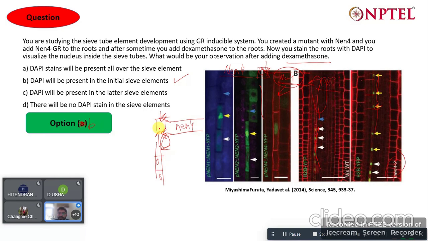So now when we stain this tissue with DAPI before as well as after adding dexamethasone, the before case will be like this, because NEN4 is mutated in this, and it will show stains in the initial as well as the later sieve elements also, because NEN4 is not there, and the nucleus will not be degenerated in the sieve elements. Okay, but when we add dexamethasone, NEN4 will be produced, and it will go and degenerate the nucleus. So DAPI stains will only be present in the initial sieve elements, not the later ones.